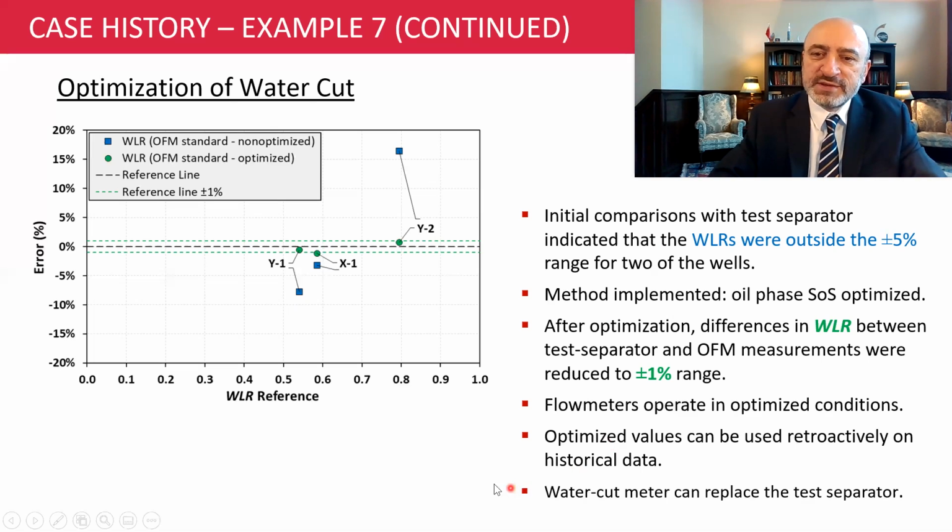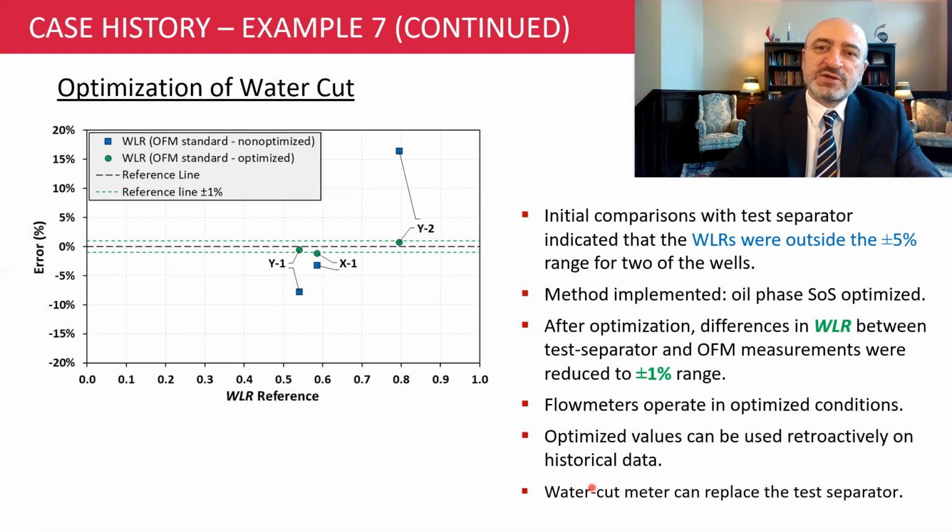One final point on this slide is about the test separator measurements. The test separator measurements are rarely available, perhaps in the best case scenario once a month, but usually once every other month or once every 3 months. So instead of the test separator, if the well has a surface water cut meter available, that is even better because usually those meters provide real-time data.